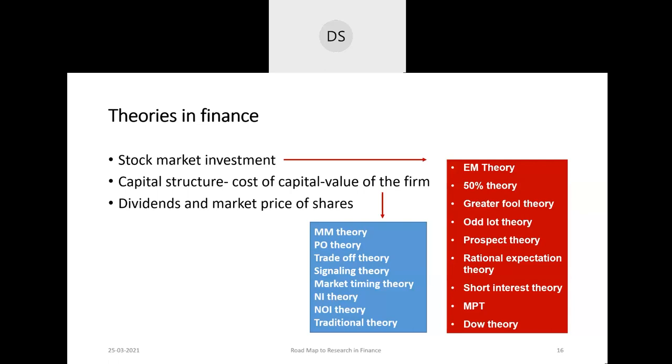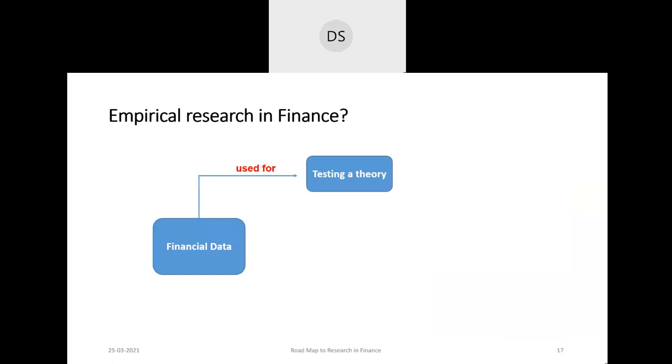So I'm not detailing each and every one. What I am trying to tell you is that empirical research in finance can be used for testing a theory, or it can be used for estimating some relationship. Estimating some relationship, as I said, you can have some common sense variables rationally chosen, and you want to test, and you strongly believe that there is some relationship.